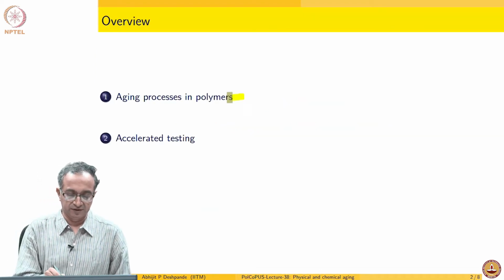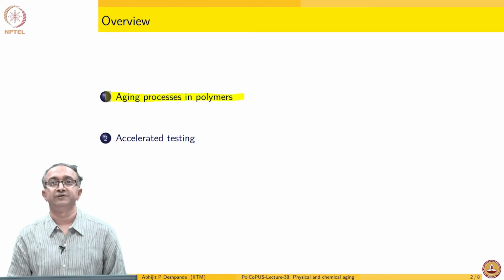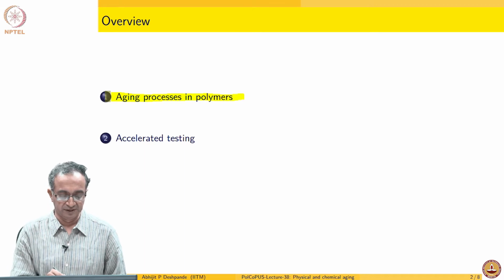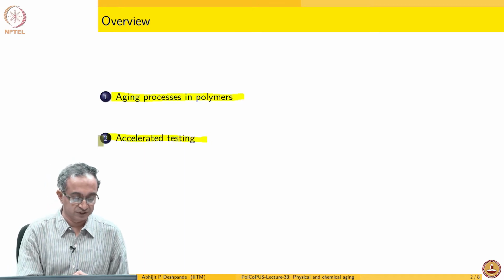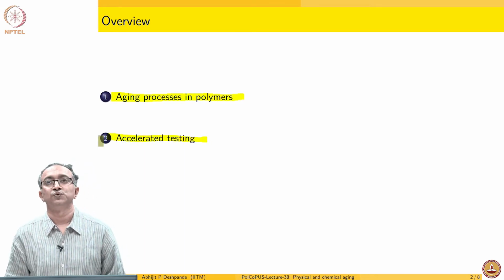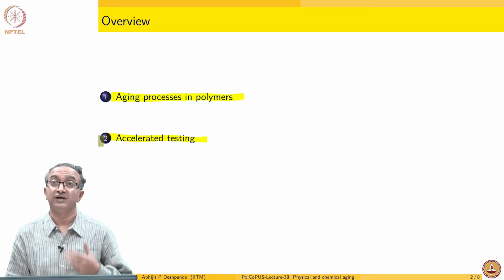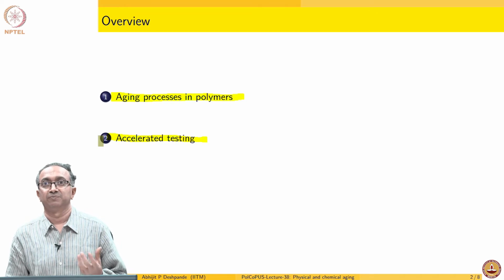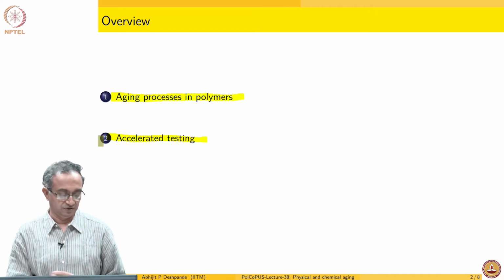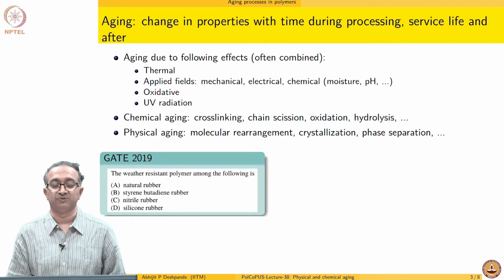And so, we will do a quick review of what may be different types of aging processes that happen in polymer. And given that we do not have time to observe the long term performance, what we do is accelerated testing to assess the aging of polymeric material. So, we will have discussion on accelerated testing as well.